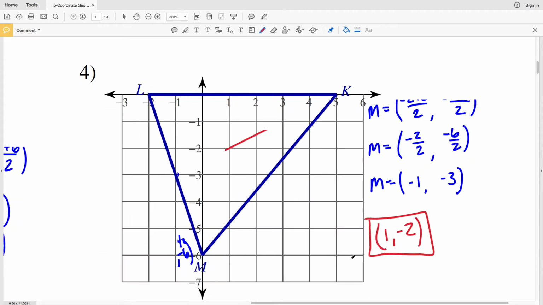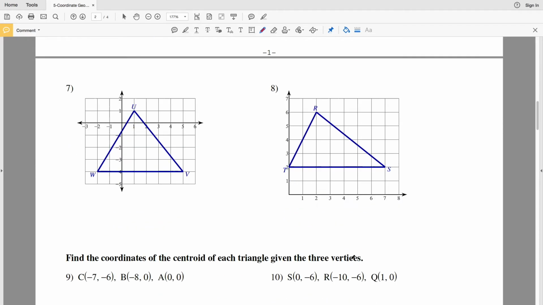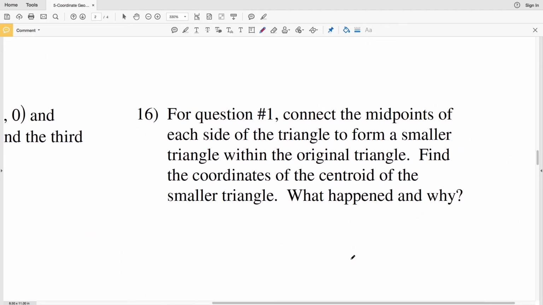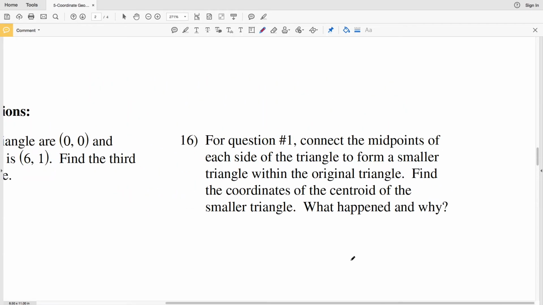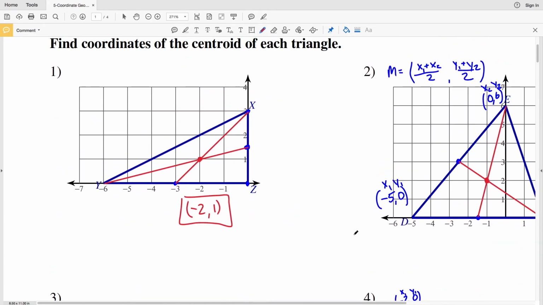And the last problem I'm going to do in this video is actually going to be number 16. So scrolling down to number 16, it's a critical thinking question and it refers back to number 1. It says, for question number 1, connect the midpoints of each side of the triangle to form a smaller triangle within the original triangle. So let's do that step and then we'll come back. So we're finding the midpoints to form a smaller triangle. Back up to number 1.